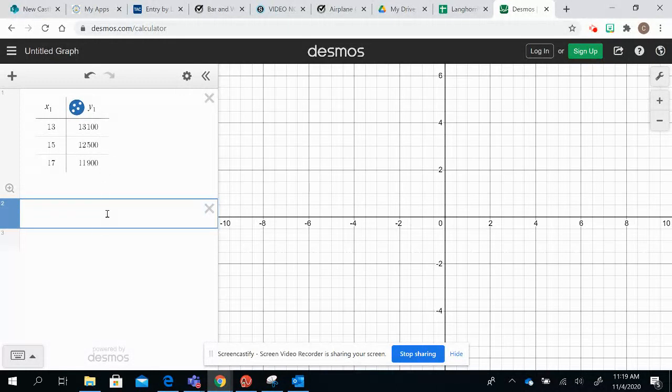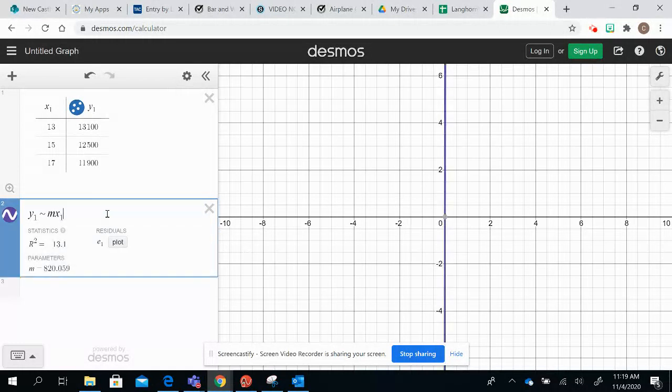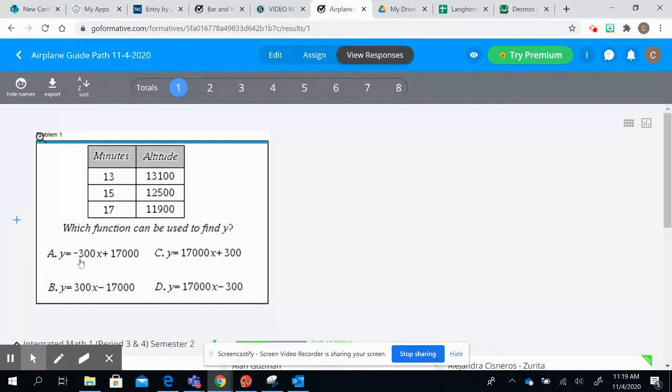And then I'm going to use y1, the tilde symbol, m for slope, x1 for the variable, plus b for the intercept. And it's telling me here, the slope is negative 300, which does match. And the y-intercept should be 1700. And when I go back, the slope is minus 300. Y-intercept is 1700.